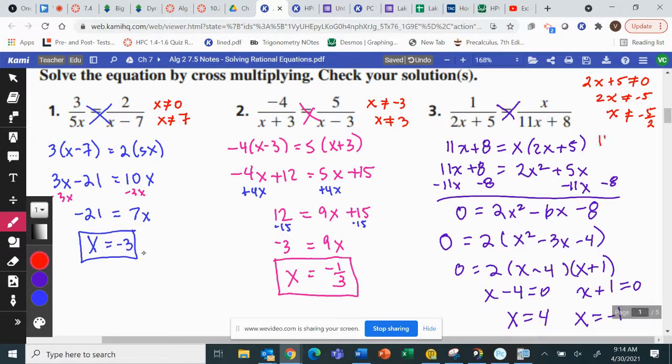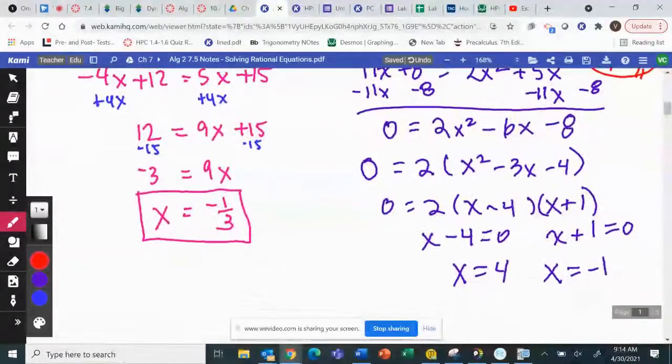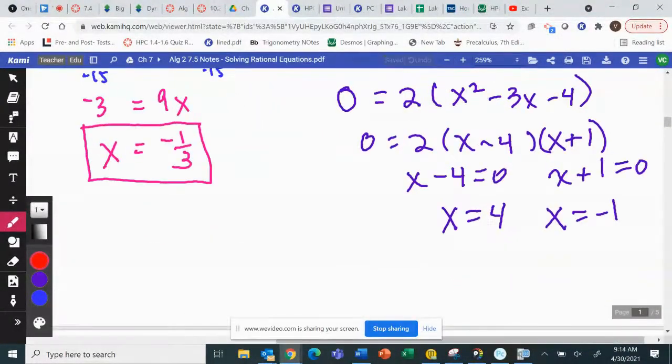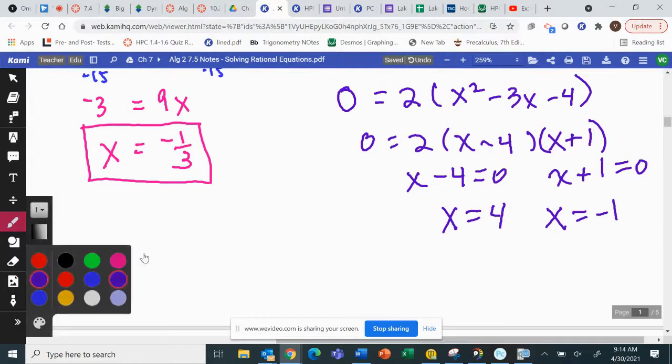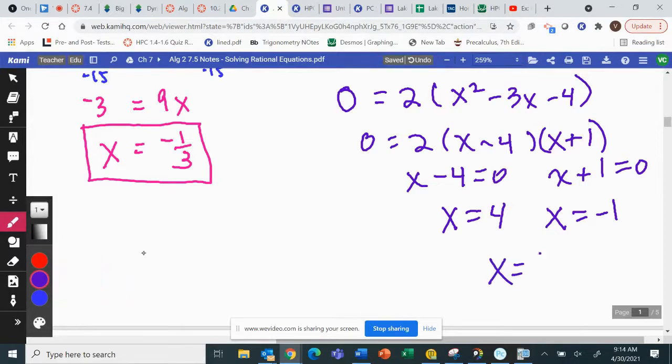And then I've got 11x plus 8 does not equal 0. So x does not equal negative 8 over 11. So these are my 2 domain restrictions. Neither of my answers are those domain restrictions. So since both of these answers work, we have 2 answers. Put them in order from least to greatest.